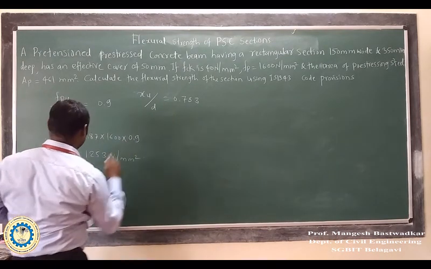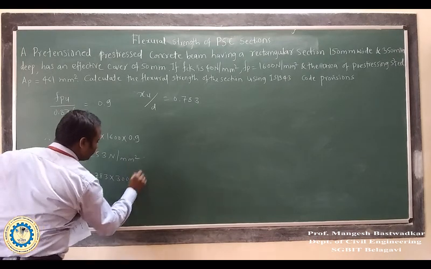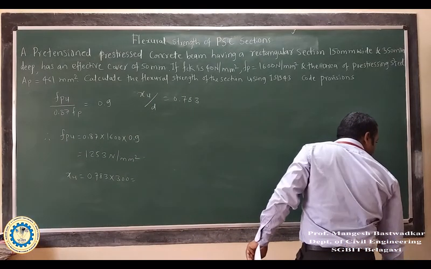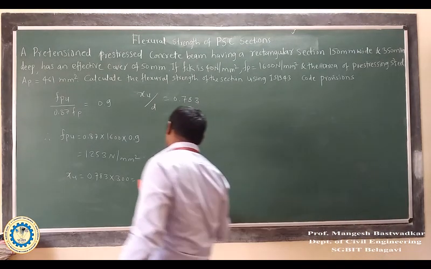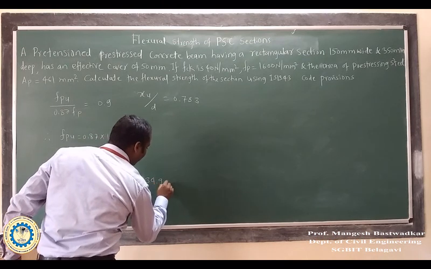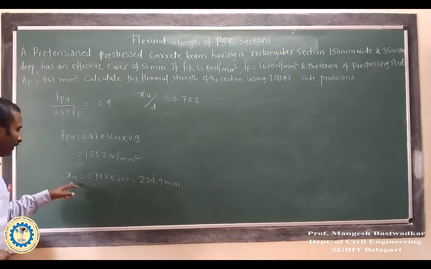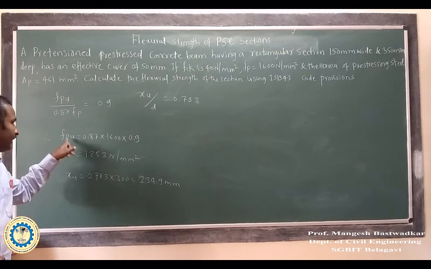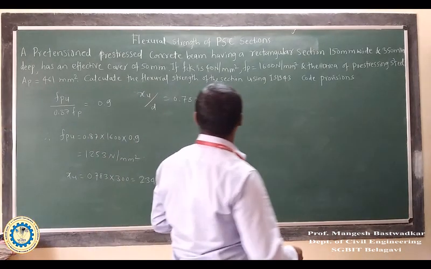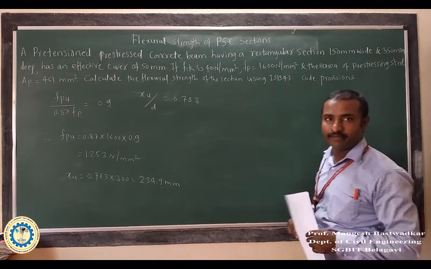Here multiply D: 0.783 into D, so you will get 0.783 into 300. So it is 234.9 mm. Now once you know the depth of neutral axis and the effective pre-stress, you can calculate the ultimate moment capacity of the section, or flexural strength of PSC sections.